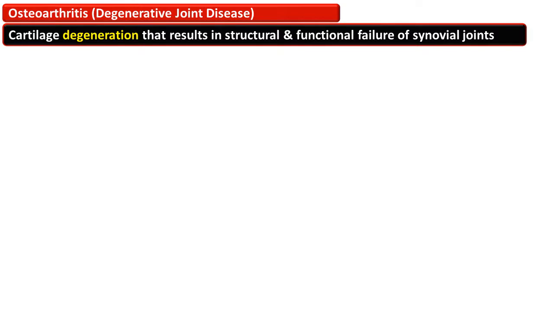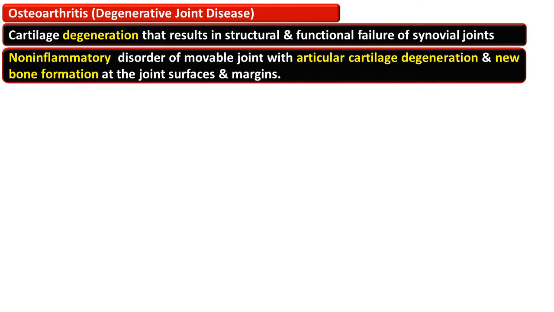Osteoarthritis, which is also termed degenerative joint disease, is a disease characterized by cartilage degeneration that results in a structural and functional failure of the synovial joint. Or you can also say that it is a non-inflammatory disorder of movable joint with articular cartilage degeneration and new bone formation at the joint surface and margins. It is the most common type of joint disease, and mostly it is progressive.